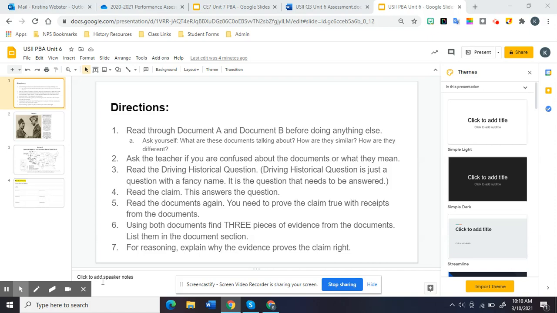You're going to use both documents to find 3 pieces of evidence. And then for the reasoning, you're going to explain why the evidence proves the claim right. This is just, okay, this quote proves the claim right because, and then fill in the blanks. So we're going to follow the directions. We're going to read through each document.